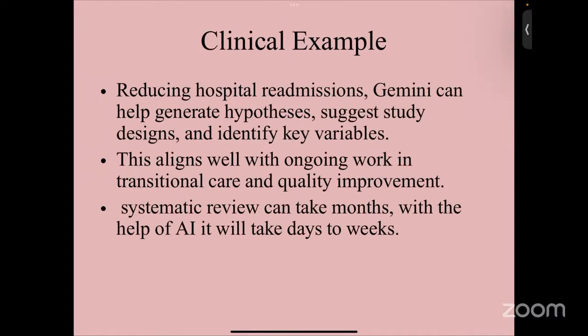Here is an example. For example, we have a topic of reducing hospital readmissions. What Gemini can help you with is that it can help generate hypotheses, suggest designs and identify key variables. It's a systematic review topic, of course. Generally, a systematic review can take months to be completed. With the help of AI tools, it will take days to weeks.